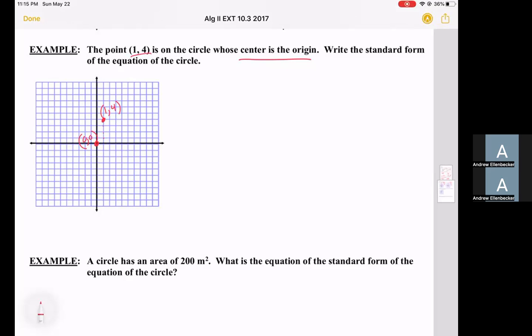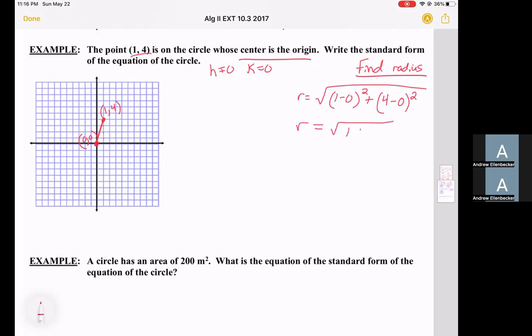So we're going to write the standard form equation. The issue here is, we know that h is 0. We know that k is 0. We have to find out what r is. So I'm going to put over here, find radius. To find the radius, we have to find the distance from 0, 0 to 1, 4. So to do that, we're going to use the distance formula. So you take your x's, subtract them and square them. And you take your y's and you subtract your y's and you square them. So 1 minus 0 squared and 4 minus 0 squared. So we end up with the square root of 1 plus 16, which is the square root of 17.